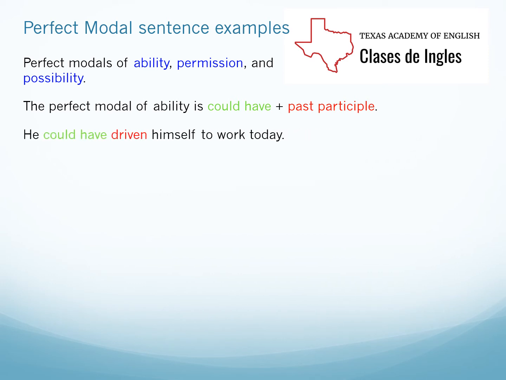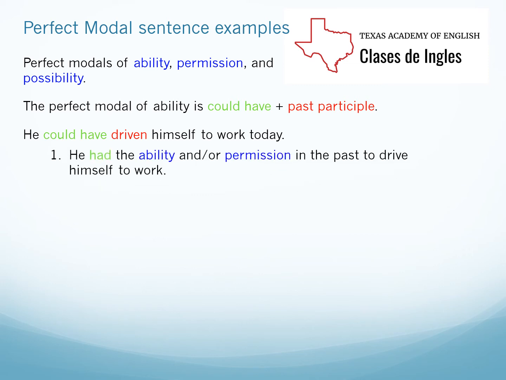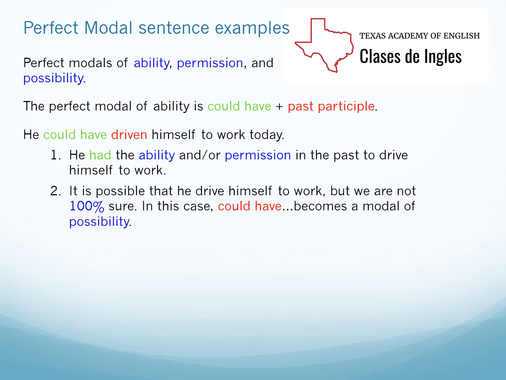He could have driven himself to work today. So what does that mean? It means that he had ability and/or permission in the past to drive himself to work. It is also possible that he drove himself to work, but we are not 100% sure. In this case, could have becomes the modal of possibility.